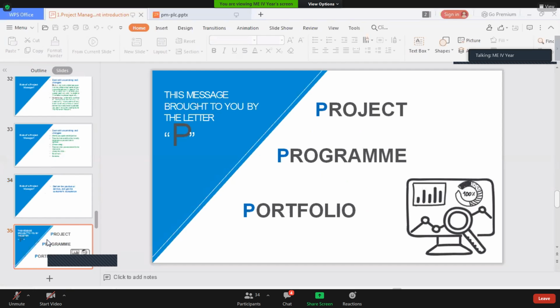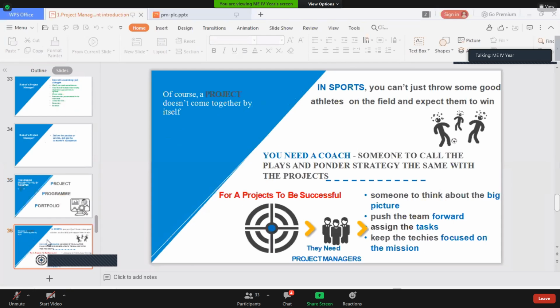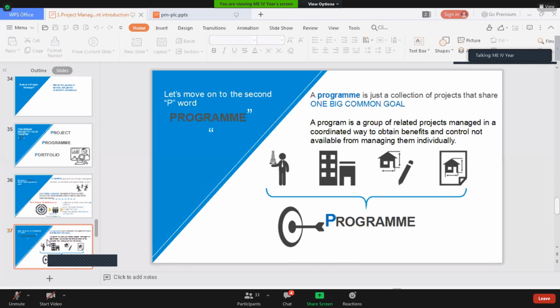Then we also learned about the difference between project, program and portfolio. When a few projects are handled by a company, that is called a program. When a few programs are managed by a company, that's called a portfolio. A project is a single element. A program is a few projects. A portfolio is a few programs.